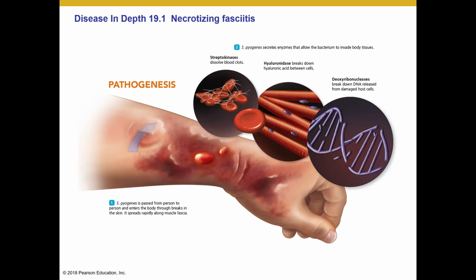The bacteria typically enter through a break in the skin. Even a minor cut can serve as an entry point. Once inside, they multiply rapidly and release substances that destroy tissue and impair blood flow. Reduced blood flow means immune cells and antibiotics have difficulty reaching the infected area.